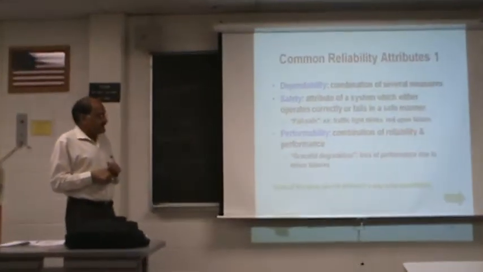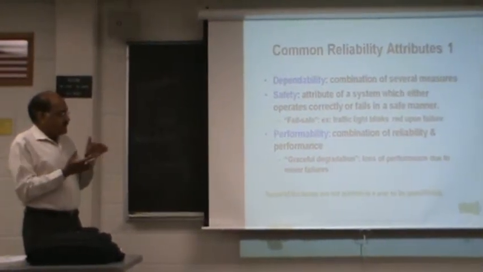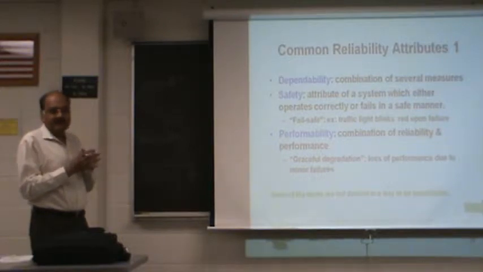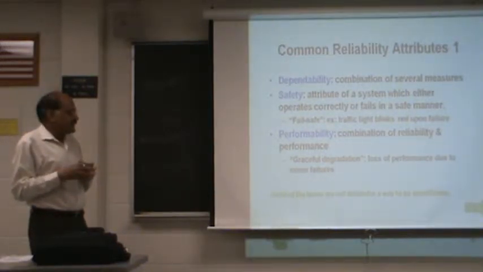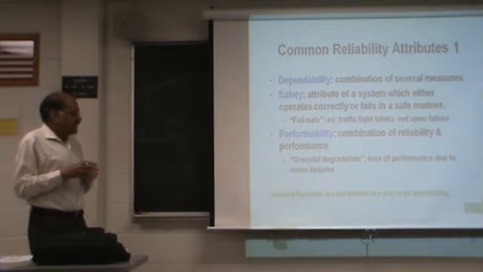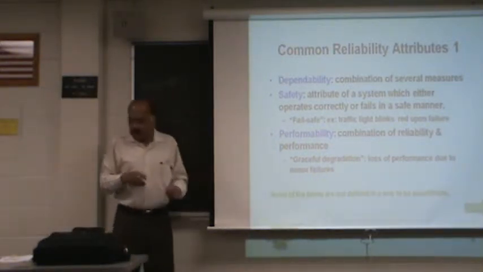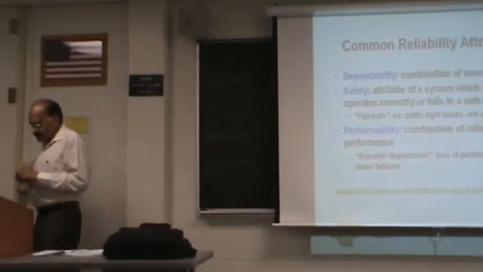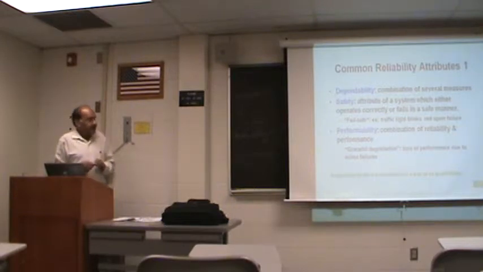And then they can take into account things like graceful degradation. Sometimes if there is a small failure, maybe not bad enough to bring the system down, but the system runs with lower performance, in that case they will refer to that as graceful degradation. So performability is a measure that some people occasionally use. Any questions so far?